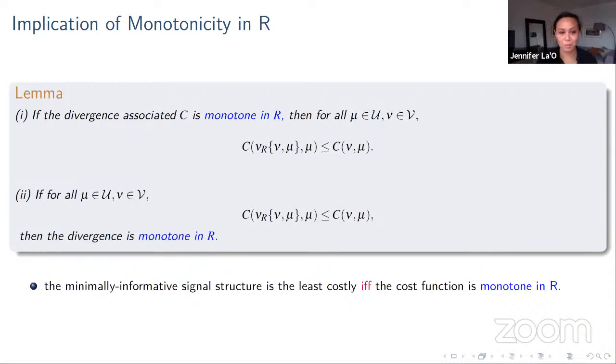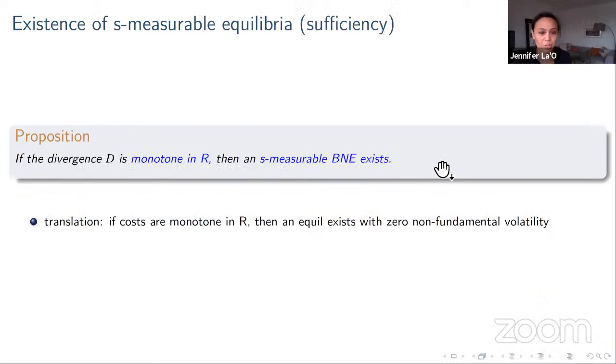Okay, and this is what allows us to prove both sufficiency and necessity of non-fundamental volatility in equilibrium. So here's sufficiency. If the divergence D is monotone in R, then an equilibrium exists that is S measurable, which means that it has zero non-fundamental volatility. So if costs are monotone in R, then an equilibrium with zero non-fundamental volatility exists.